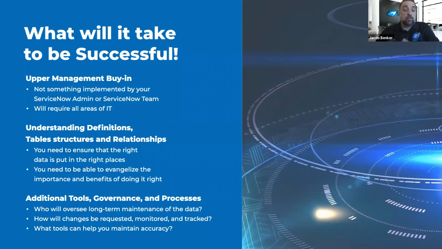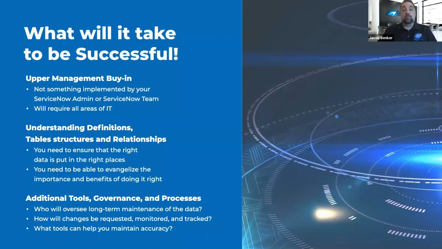Now we're going to cover what it takes to be successful with this. As you can see, the very first bullet there is that you need upper management buy-in. This is not something that you as the ServiceNow admins or ServiceNow developers can do on your own. There are a lot of data elements across all of IT, and you're really going to need all of IT involved to help you define all of these different elements and keep them in line. But your role as the admins and developers of your instance is to understand the definitions, understand the table structures, and really understand the relationships, and then be able to evangelize why it's so important that you follow this model, to really understand the benefits that you gain from sticking to this model and not deviating away from it.